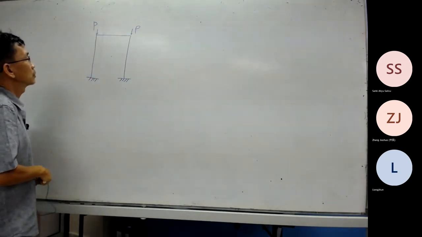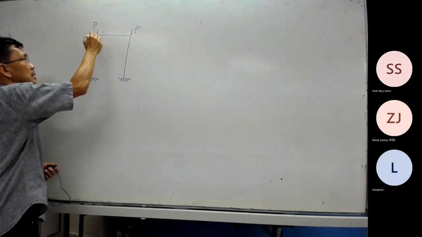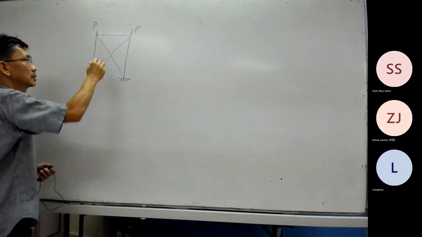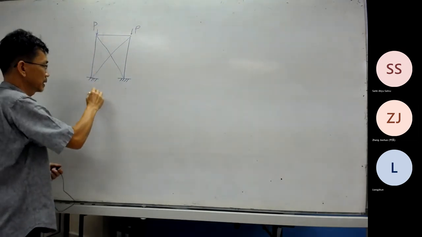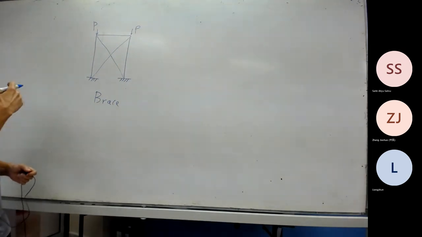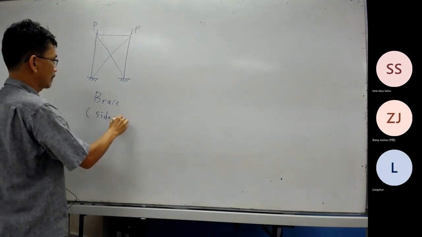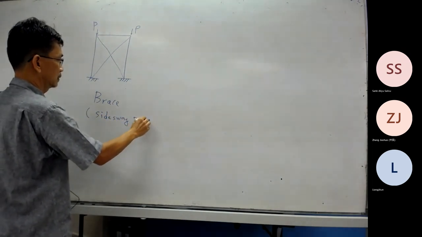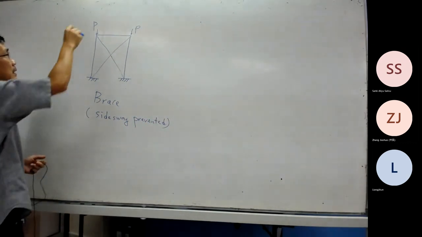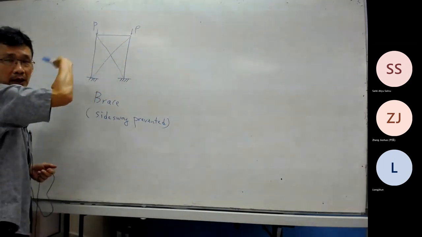Now, if side sway is prevented, I put it in this way. Sometimes we put a brace like this. We brace it, which means it's not allowed to go left and right. This is side sway prevented. So if side sway is prevented, this and this cannot go sideways, cannot go left and right.